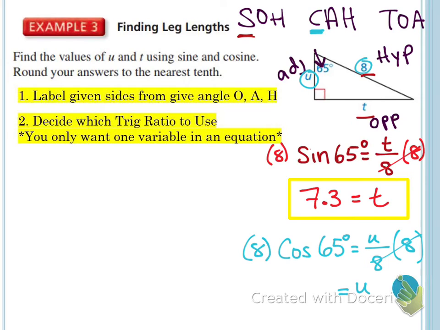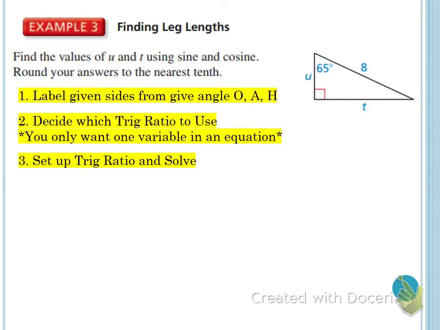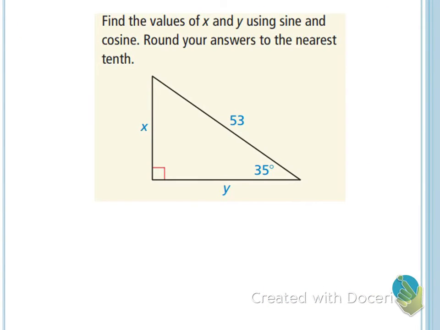So 8 times cosine of 65. What did we get? 3.4. Did anybody not get 3.4? Perfect. So now we just practice. From here on out, it won't normally tell you use sine or cosine or tangent. You just have to figure it out using these steps. Label your sides, and then pick two sides and the trig ratio that goes with them. Okay? So keep practicing it on the next page.